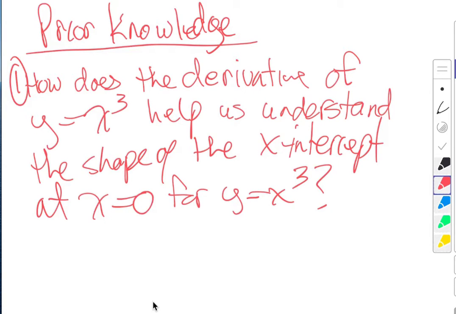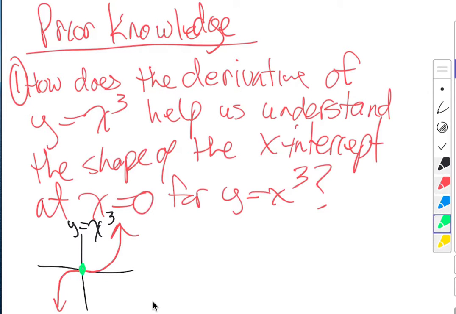I'm going to do a screencast on shapes of how the x-intercepts of certain functions can be understood by calculus. So how do we use calculus to help us understand the shape of an x-intercept? What I'm going to do is look over how it would work for something like y equals x cubed. You know from advanced functions that y equals x cubed has a very characteristic shape like so, and it is very flat at the x-intercept of 0, and then as it moves to the left and to the right it gets much steeper.